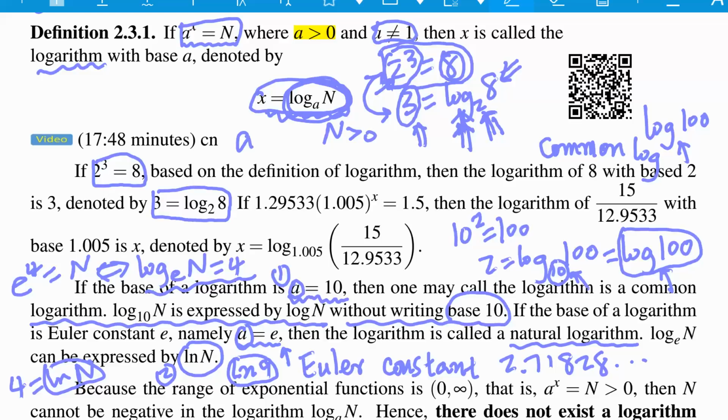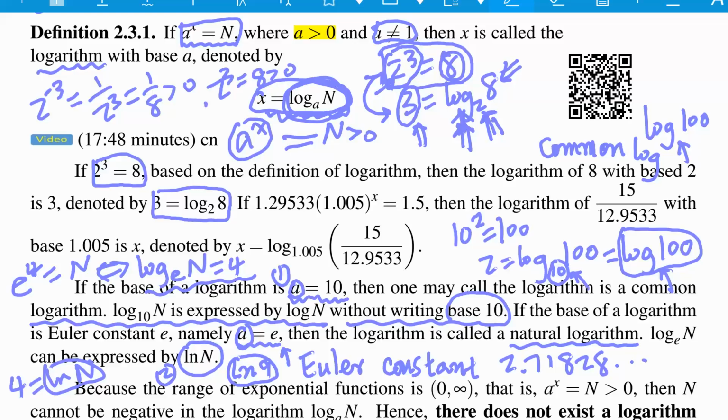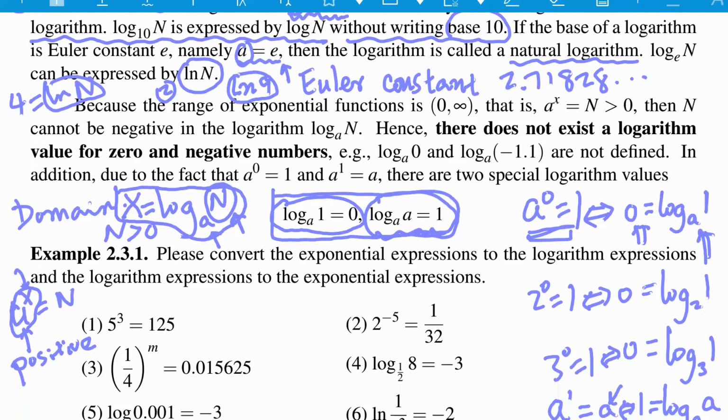Because a to the x equals n, and this number can never be negative. Remember, 2 to the negative 3 is not negative. It's 2 cubed down on the denominator, which is 1/8, greater than 0. Of course, 2 cubed is 8, greater than 0. Again, 2 to the 0 is 1. So remember, this n is always positive. You put a negative there, you're not going to find anything.